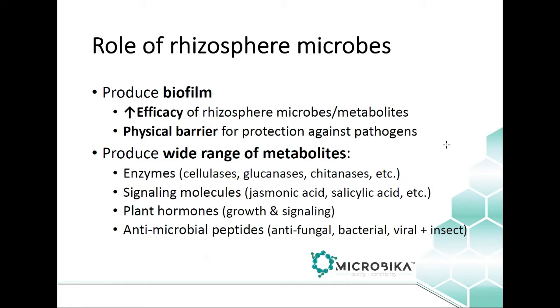Microbes produce a wide range of metabolites, as we discussed before. Some of them are signaling molecules, but also enzymes, for example cellulases, glucanases, chitinases, with specific functions that produce these signaling molecules that we've discussed, jasmonic acid, salicylic acid, also plant hormones that are involved in growth and signaling, and then also antimicrobial peptides. So peptides responsible for antifungal activity, some to suppress bacterial pathogens, others to keep out viruses, and also insecticidal toxins.